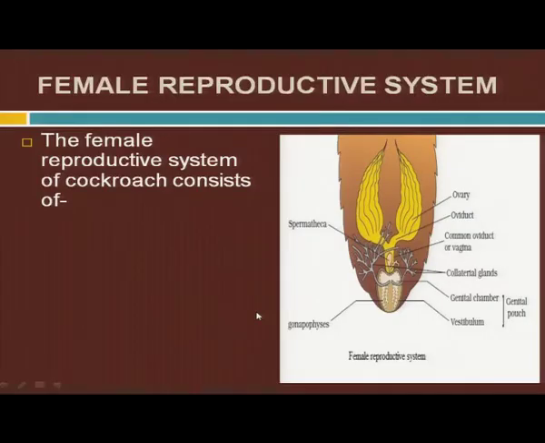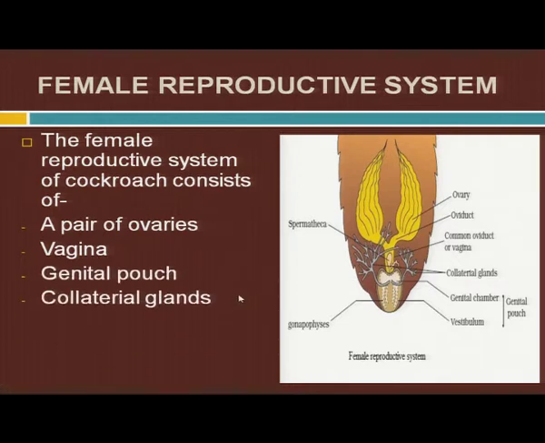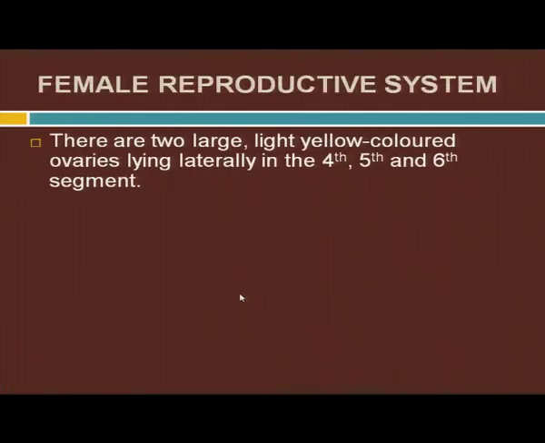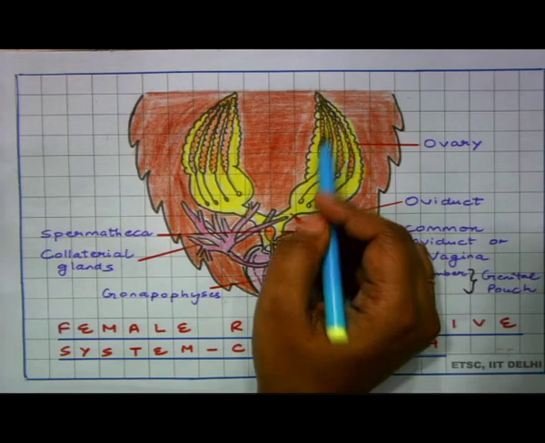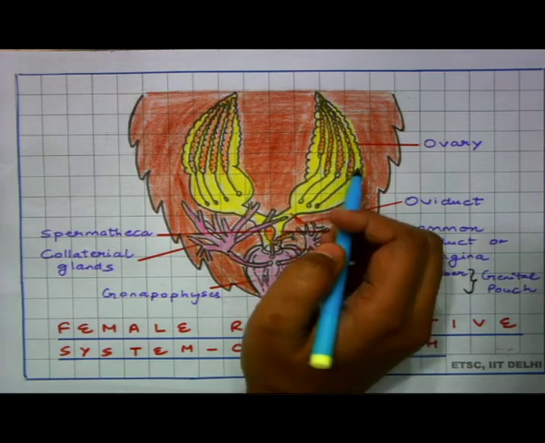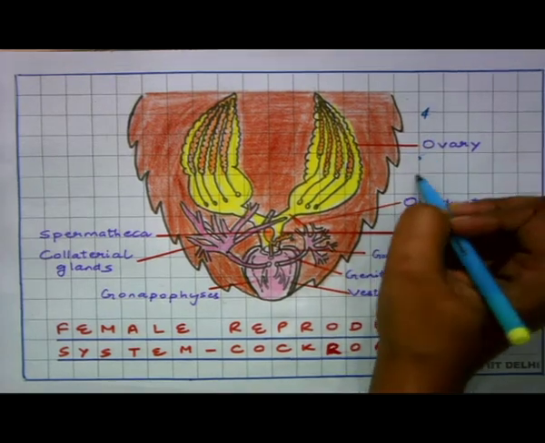So, what does a female reproductive system comprise of? It comprises a pair of ovaries, vagina which is the common oviduct, genital pouch, collateral glands, spermathecae and external genitalia. So, these are the different parts of the female reproductive system of a cockroach. There are two large light yellow colored ovaries, as you can see here. These are large and light yellow in color and located laterally in the 4th, 5th and 6th segments.